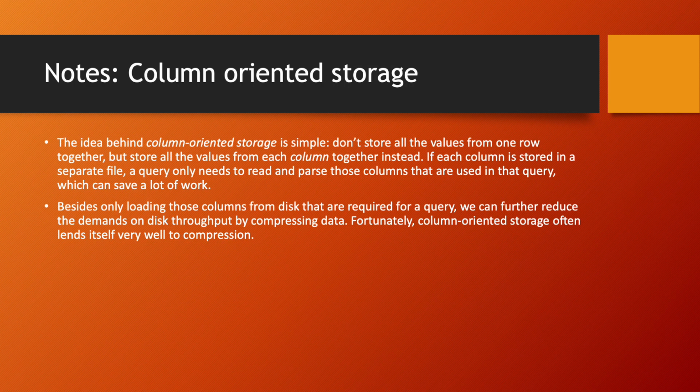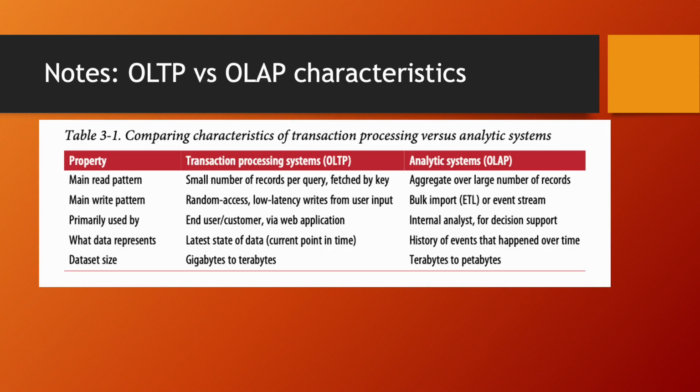Column-oriented storage. The idea behind column-oriented storage is simple. Don't store all values from one row together, but store all the values from each column together instead. If each column is stored in a separate file, a query only needs to read and parse those columns that are used in that query, which can save a lot of work. Besides only loading those columns from disk that are required for a query, we can further reduce the demands on disk throughput by compressing data. Fortunately, column-oriented storage often lends itself very well to compression.